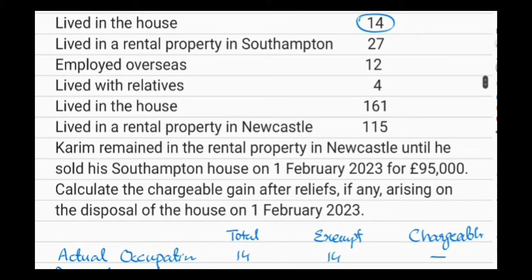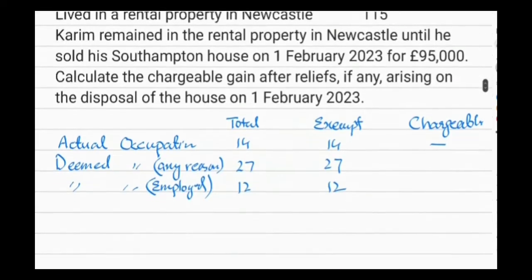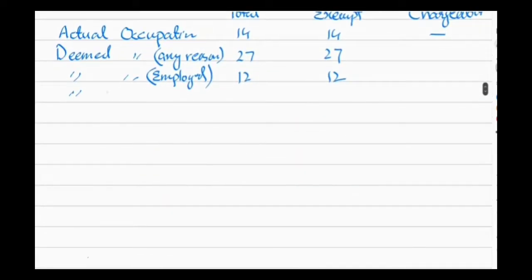And then he lived with relatives. Living with relatives is again a deemed occupation period for any reason. Remember, for any reason we have a 36 months period, 3 years. Out of that we have already considered 27, so the remaining 4 months are also considered there.